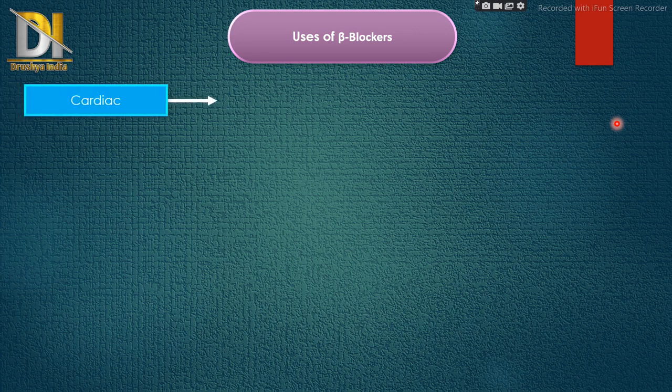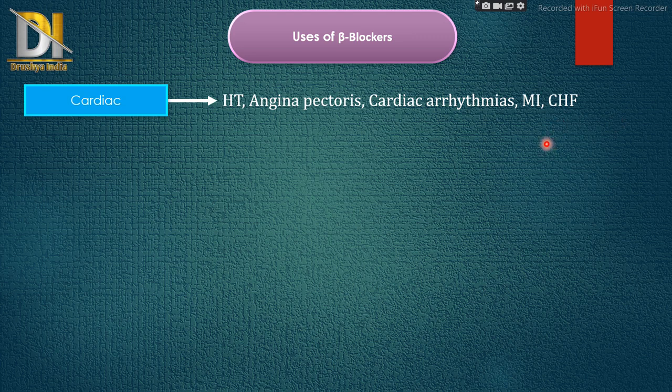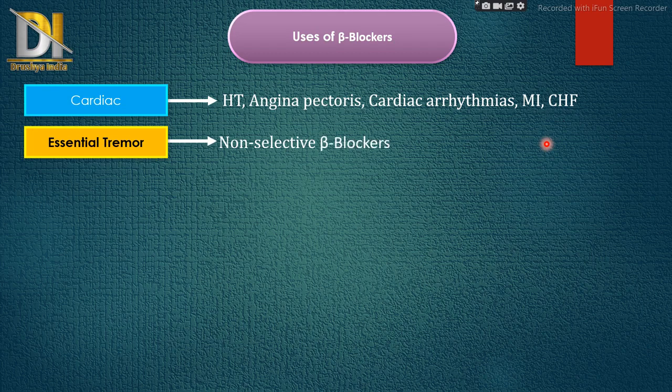First one is cardiac use. For that, as we have discussed, it is used to treat hypertension. There is a different mechanism to treat hypertension. Then is angina pectoris, cardiac arrhythmia, myocardial infarction, and congestive heart failure. Next is essential tremor. For that, non-selective beta blockers are used. In classification we have covered non-selective beta blockers.